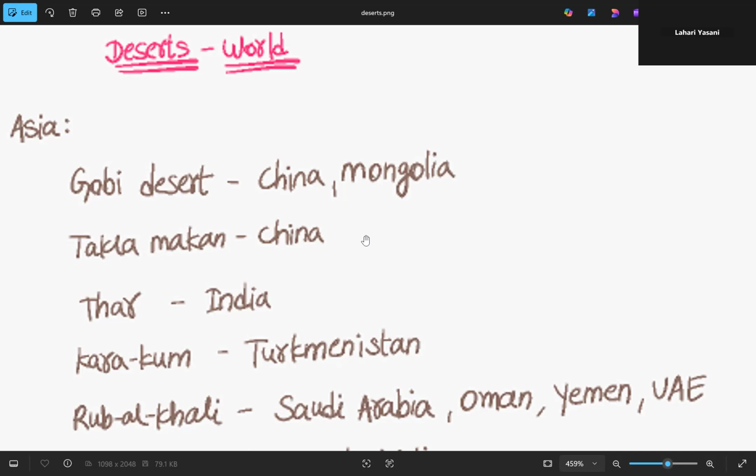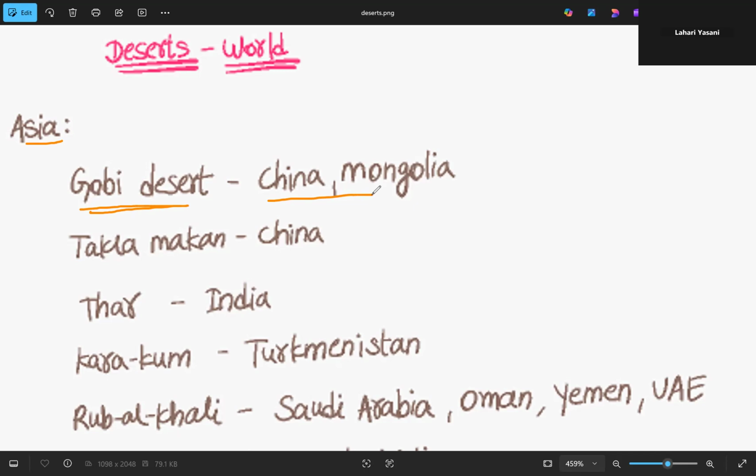Now, we'll go through continent-wise. Under the continents, first we are covering Asia. In the continent of Asia, we have many deserts. Under that, the first one is Gobi Desert. This Gobi Desert is spread over two countries, China and also Mongolia. This is a temperate desert, which means it is a cold desert.